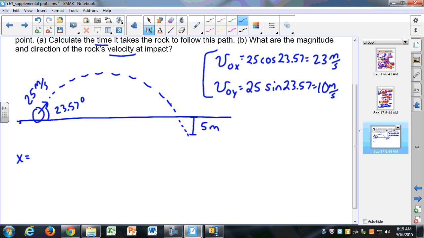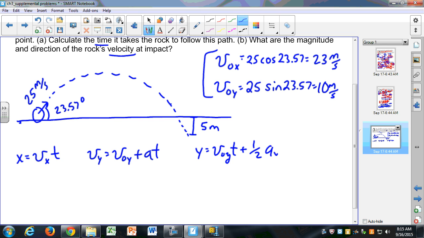That is that x equals vx times t, vy equals v naught y plus at, and y is v naught y times t plus 1/2 ay t squared. And I am looking for time and the rock's velocity at impact. So I want to know, first of all, I just need to find the time at this point. I have my time here, I have my time here, and I have it here and here. So those are all unknowns.